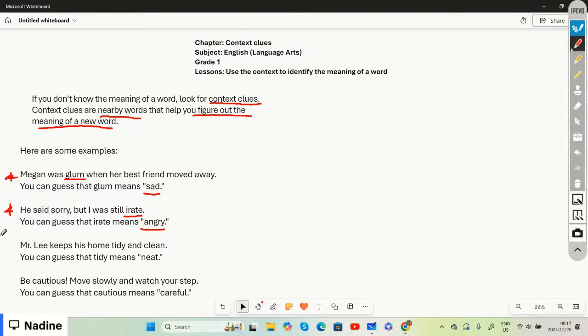The next one says Mr. Lee keeps his home tidy and clean. He keeps his home tidy and clean. What do you think the word tidy means? Tidy and clean.